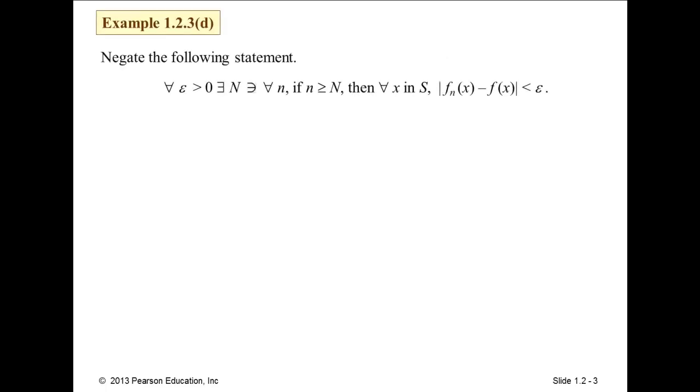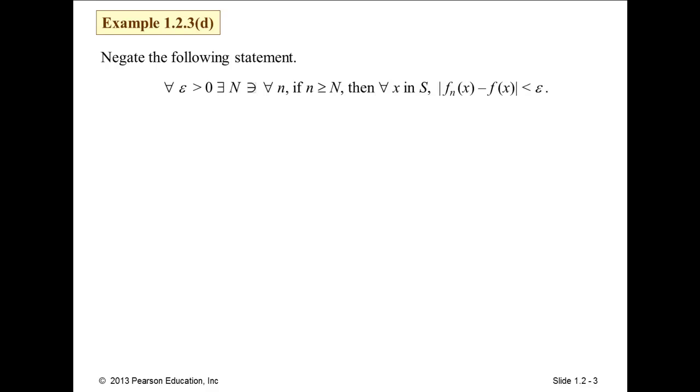Early in the book, we negate the quantified statement: for all epsilon greater than 0, there exists a capital N such that for all little n, if little n is greater than or equal to capital N, then for all x in S, the absolute value of f sub n of x minus f of x is less than epsilon.